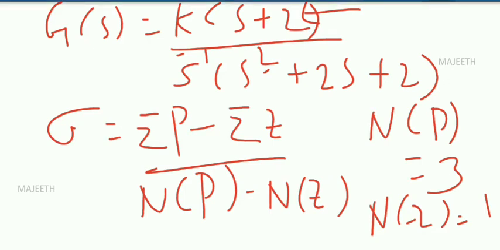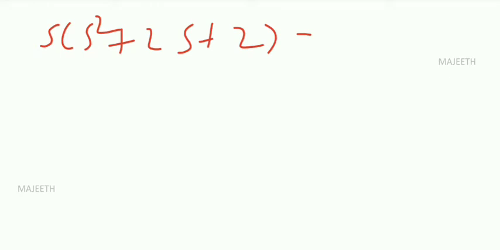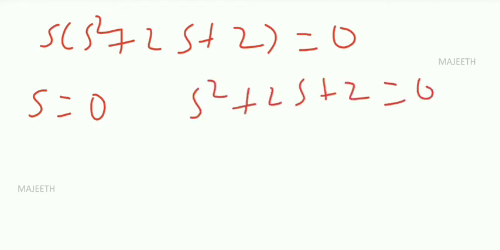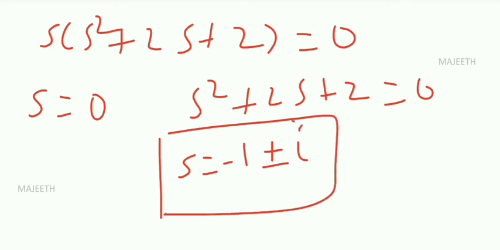Let us find the poles. So what is the denominator? s(s² + 2s + 2) = 0. Roots of the denominator are known as poles. So s = 0 is a pole. Then we have to solve s² + 2s + 2 = 0. If you simplify, what you get is s = -1 ± j. So we are having 3 poles: pole 1, pole 2 and pole 3.